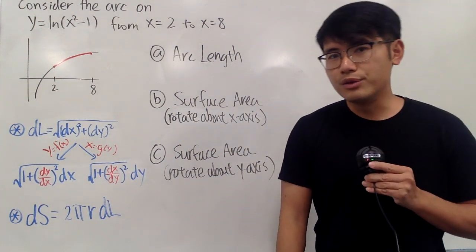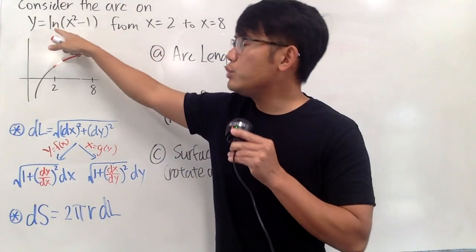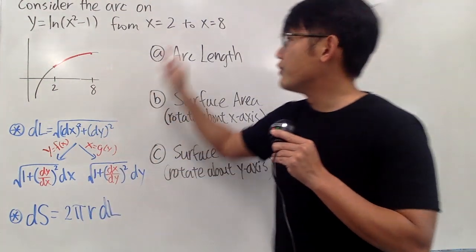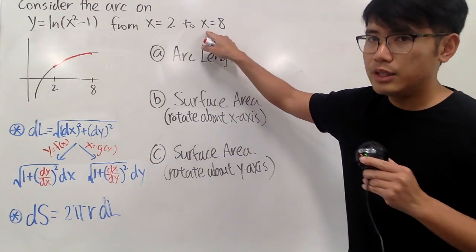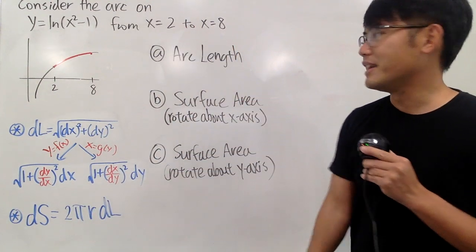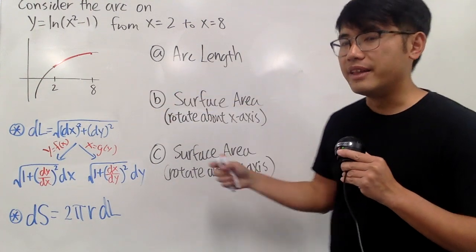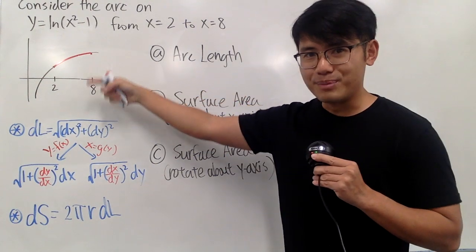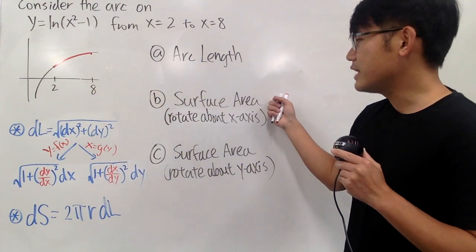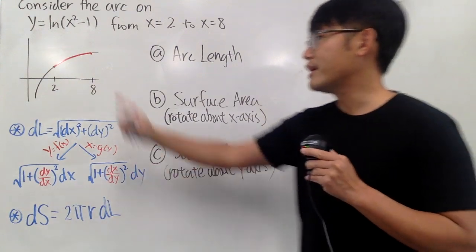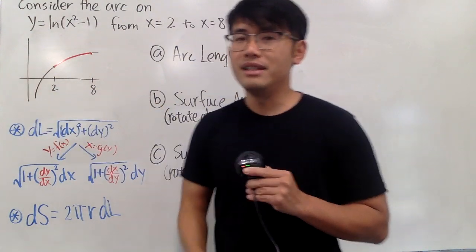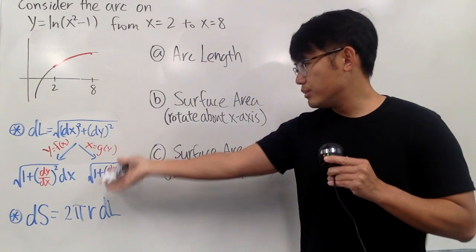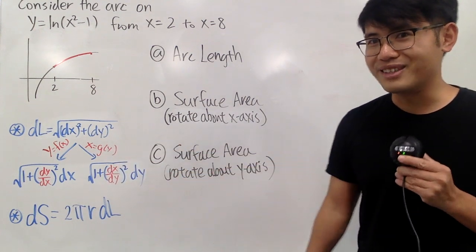Okay, in this video, we are going to consider the arc on the curve y equals natural log of x squared minus 1, from x equals 2 to x equals 8. And then we'll do three things. First, we'll find the arc length, and then we will take the arc, rotate about the x-axis, and find the surface area. And then we will take this arc, rotate about the y-axis, and find the surface area. And look at the little notes right here I've prepared for you guys already.